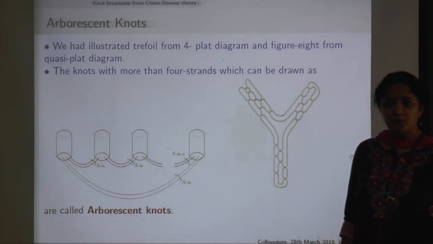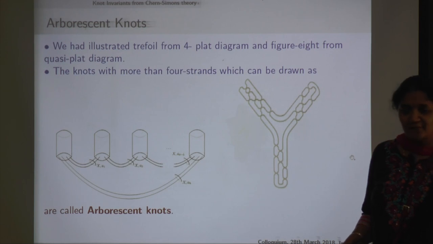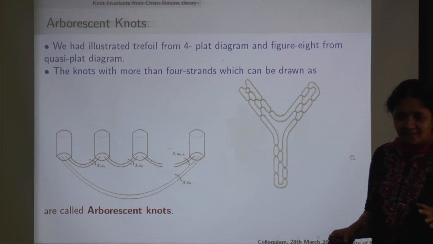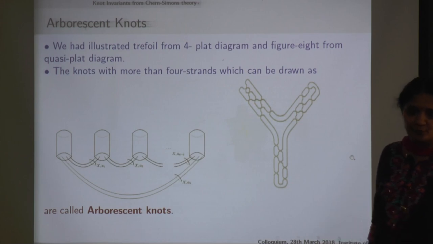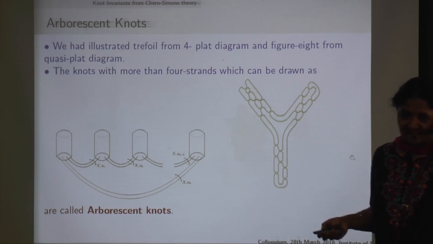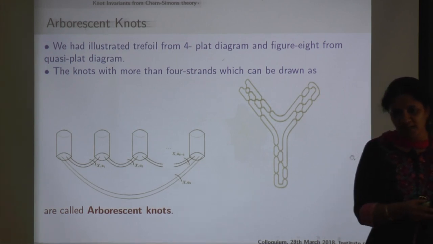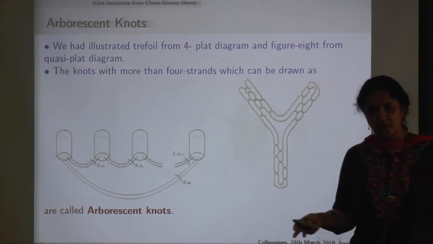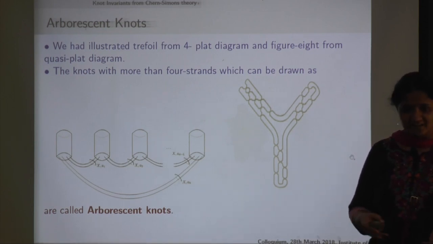SU2 I am able to do because the duality matrices are known for any arbitrary representations. Unfortunately for SUN, we have some kind of a restriction, and we wanted to redraw this way so that we could compute at least for symmetric colors. That is why this method was important. But in principle, what you're saying is right. We have to take any arbitrary diagram, not worry about it, and we should be able to take an N plat, right? N strand thing.